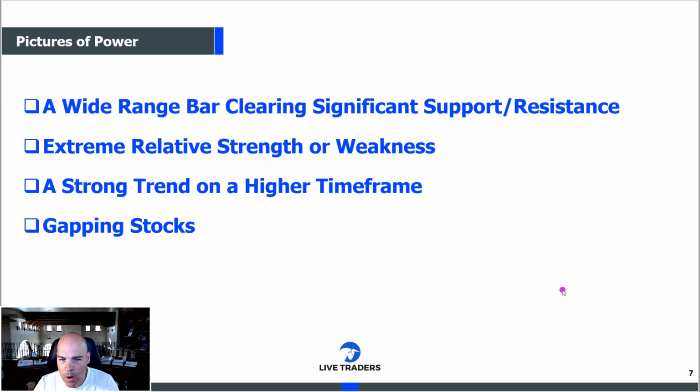You're either looking for that wide range bar clearing significant support or resistance. You're either looking for relative strength or weakness against the market. You're looking for that strong, perfect uptrend or that really weak downtrend, or you're looking for some form of gap. Those are the 4 things you look for. Okay, so what does that look like specifically? Well, I kind of put them in order here.